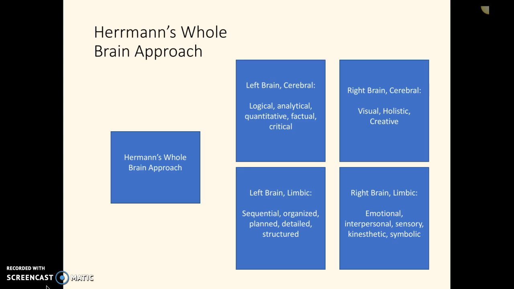Herman's brain dominance model really looks at a whole brain-based approach. And within here, we understand how people learn in terms of their preference for thinking in 4 modes based on brain functions, with the left cerebral being logical, analytical, quantitative, and factual, and the right cerebral being visual, holistic, and creative. The left brain limbic is sequential, organized, planned, detailed, and structured, and the right brain limbic is emotional, interpersonal, sensory, kinesthetic, and symbolic.